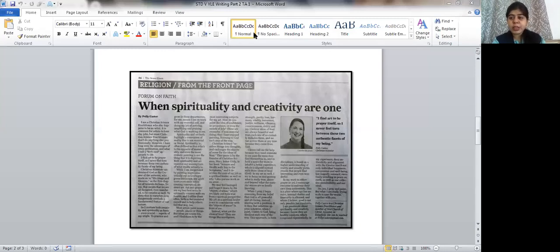Yes, students, we keep on reading the newspapers. I hope that you all do it on a daily basis. Now you see that there are many articles in the newspaper. So what are these articles? This image is just an example for you of how we have articles in the newspaper. So today we are going to study article writing.